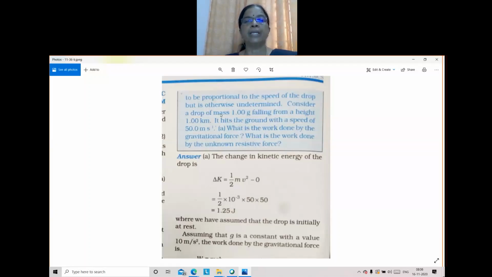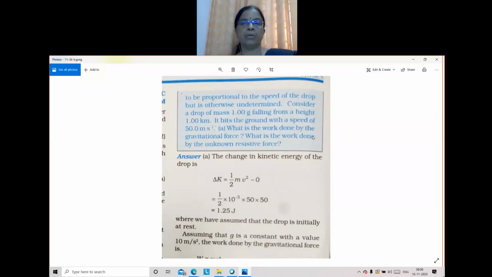So here, about a raindrop, it is telling the mass of the raindrop m equal to 1 gram. Change into kilogram. Gram, how will you change into kilogram? Into 10 raised to minus 3. So 1 gram equal to 10 raised to minus 3 kilogram. From what height is it falling? 1 kilometer. That is in the SI system, no need to change. It hits the ground with a speed of 50 meter per second. So just before it hits the ground, its speed is 50. So the final velocity is 50 meter per second. What is the work done by the gravitational force? We know the raindrop is falling because of the gravitational force.